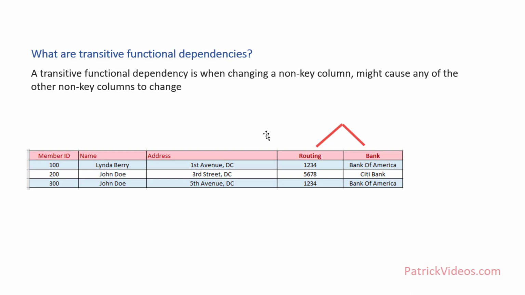Now, a transitive functional dependency is when you change one column and you are forced to change another column. For example, imagine John Doe of 5th Avenue decides, you know what, I'm going with Citibank. So when they are updating the data, and imagine they are updating the routing number from this one to 5, 6, 7, 8, they have to remember to update the bank name too, because the routing number goes with the bank name. If they update this to 5, 6, 7, 8, they have to update the bank name to Citibank. So that's what you call a transitive functional dependency: one column dependent on the other column.